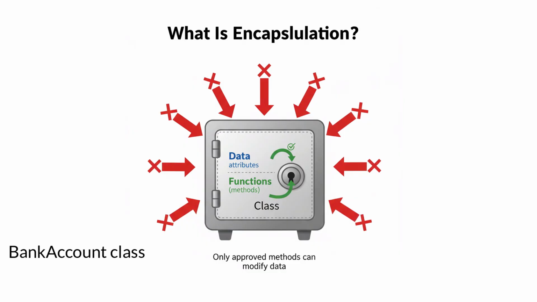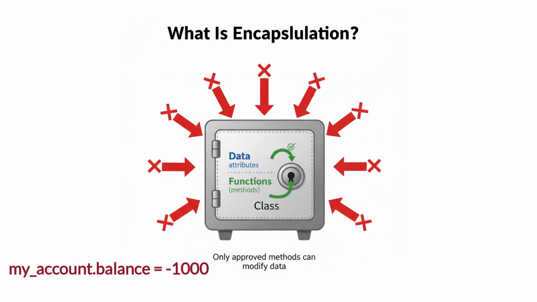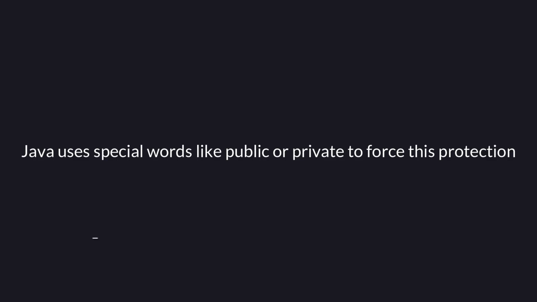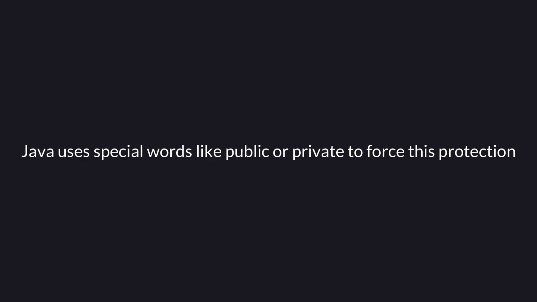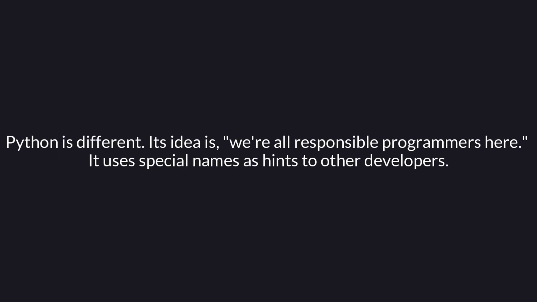Why is this important? Imagine a bank account class. It has a balance attribute. If anyone from anywhere in your code can just write myaccount.balance = -1000, that would be a huge problem, right? You can't have a negative balance. Encapsulation helps us build a safe wall around our data, so it can only be changed through methods we approve. In other languages like Java, you use special words like public or private to force this protection. Python is different. Its idea is we are all responsible programmers here. It uses special names as hints to other developers.